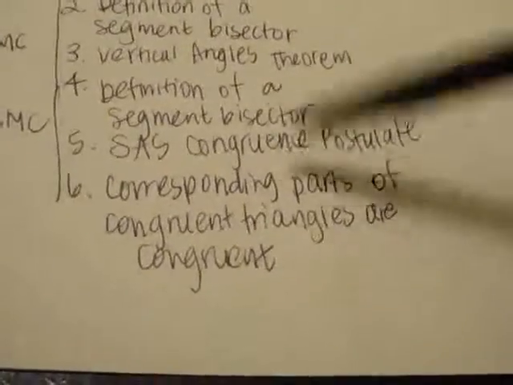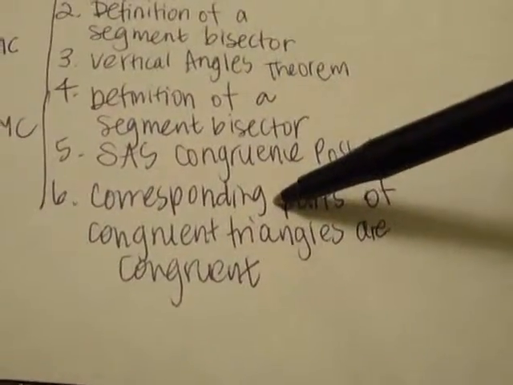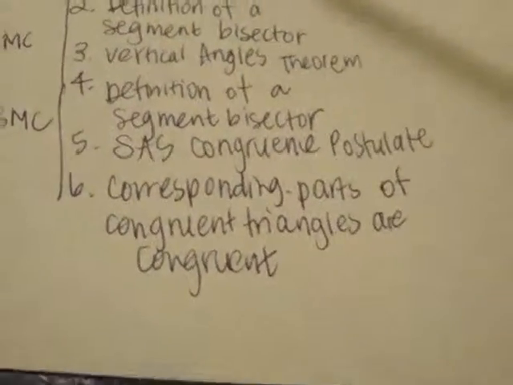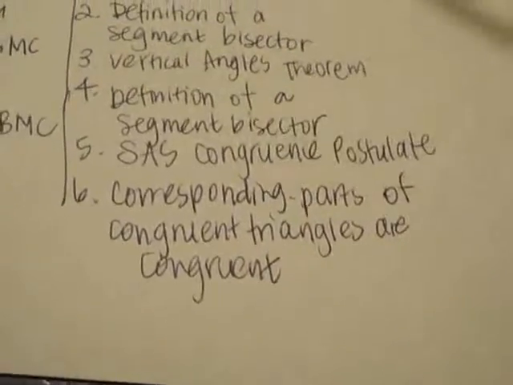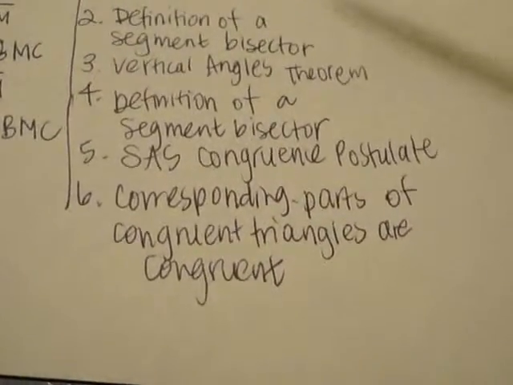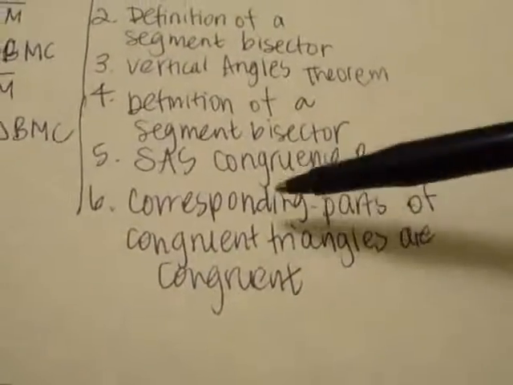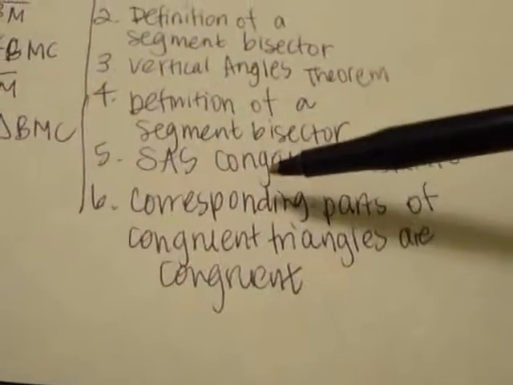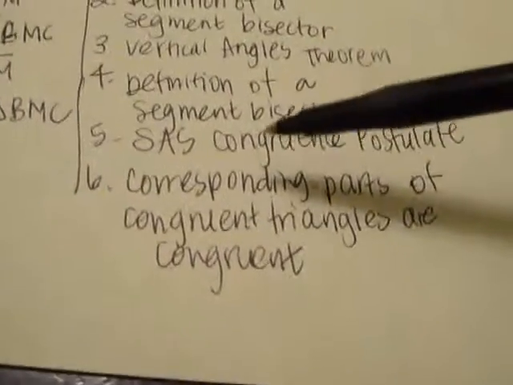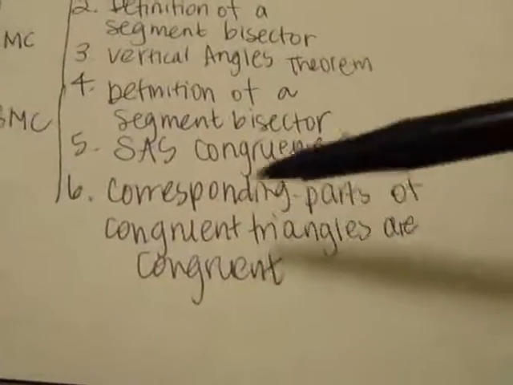Now, remember this phrase. It's really important. Whenever you're having to prove that angles are congruent to each other in triangles, or sides are congruent in triangles, you're most likely always going to end up with this phrase: corresponding parts of congruent triangles are congruent.